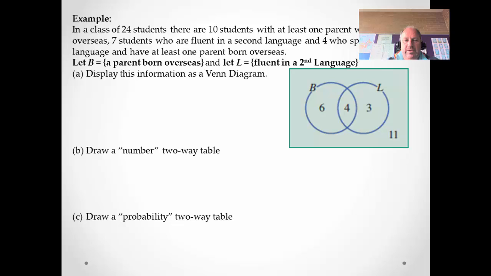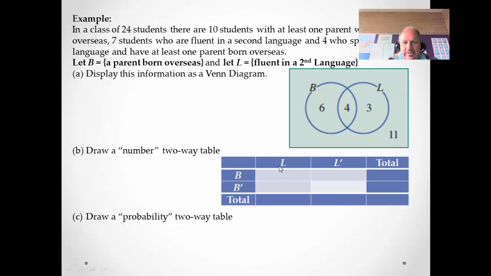So in a two-way table we'll have our categories B and B naught, and L and L naught. In this case I've decided to put L in the columns and B in the rows. You can have it the other way around, it doesn't make any difference. If I put in the information that we already have from the question, 4 people have parents born overseas and speak the second language fluently. So where they intersect, that's where I put that 4. There are 7 who can speak a language, so the total is 7. 10 have parents born overseas, so the total is 10, and there are 24 in total to start with.